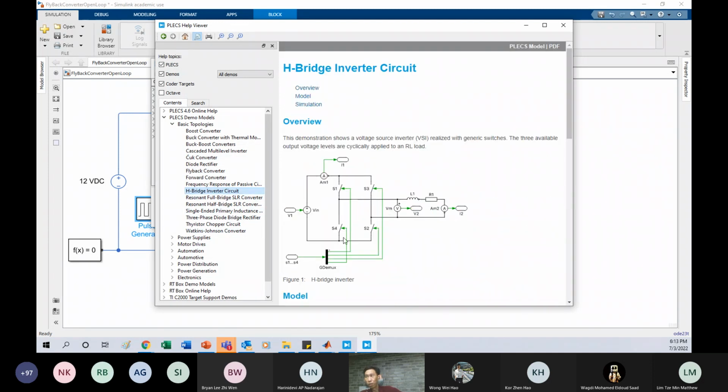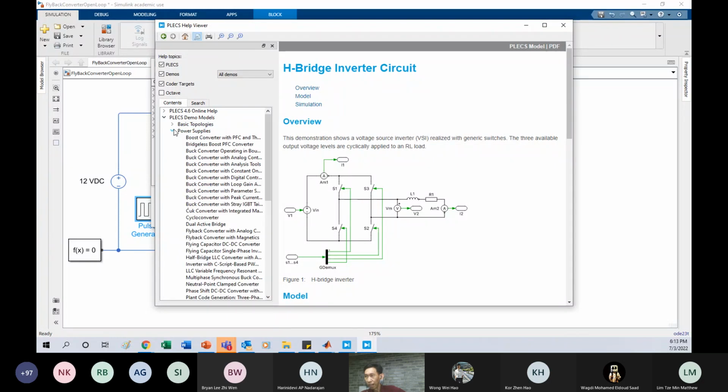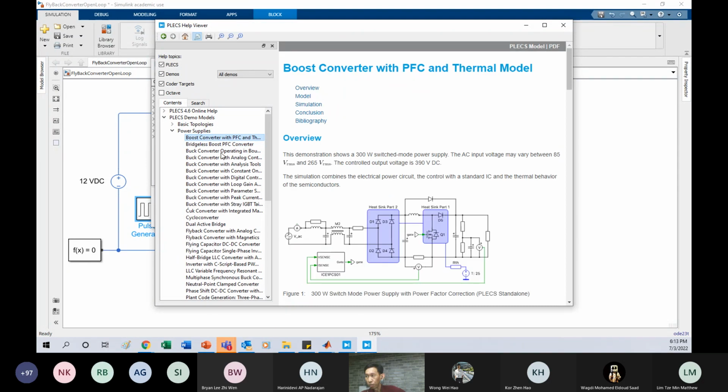H bridge, all these are actually here. Even power supply. Buck converter, boost converter, power supply. This is the power supply showing how to do the power supply with thermal model. Power factor correction, 300 watts. This is the computer power supply.